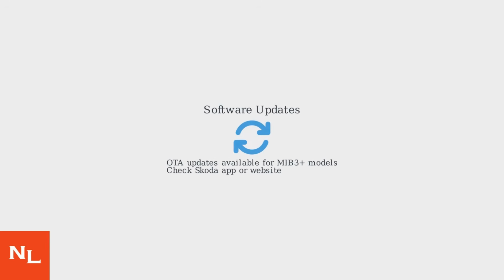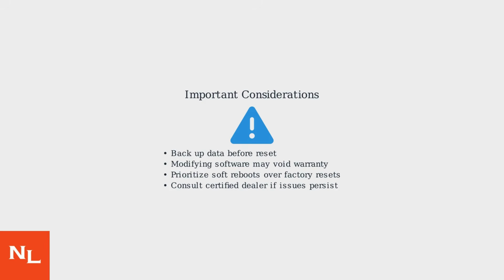Software updates from Skoda can also resolve touchscreen and other MIB issues. These are available over the air for MIB3 Plus models. Always check Skoda's official app or website for model-specific updates. Keep in mind that modifying the MIB software might void your warranty, particularly under EU type approval regulations.